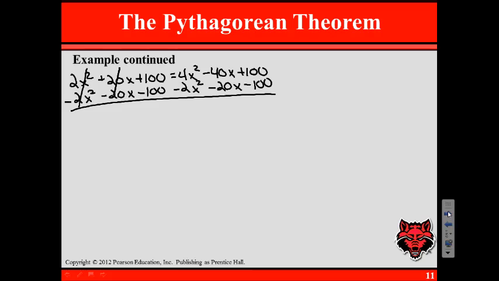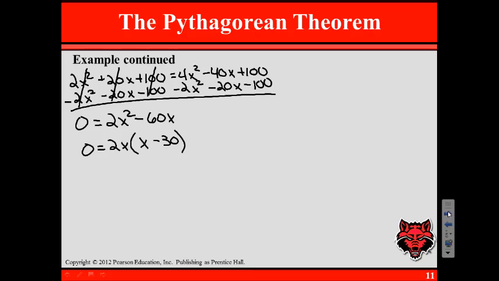When we do so, everything cancels on the left side, giving us 0 equals. On the right side, 4x squared minus 2x squared is 2x squared. Negative 40x minus 20x is negative 60x. 100 minus 100 cancels. We now factor the right-hand side, the GCF, to 2x. We have 0 equals 2x times x minus 30.